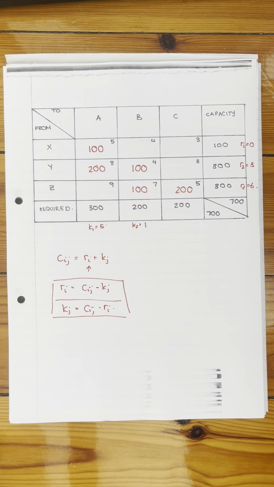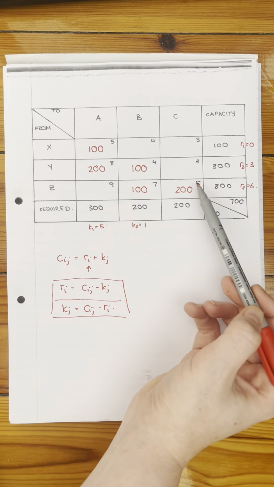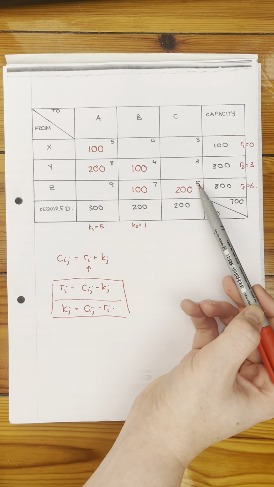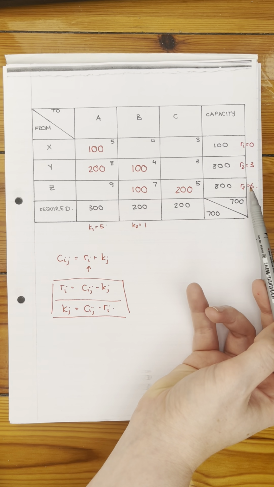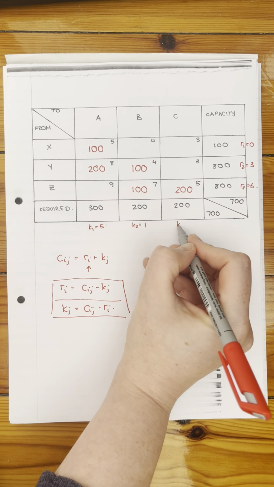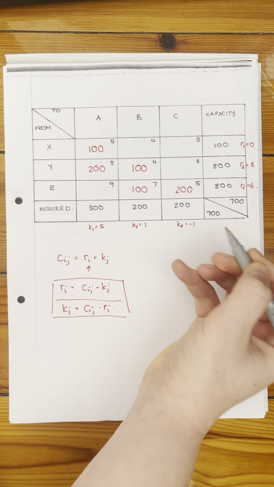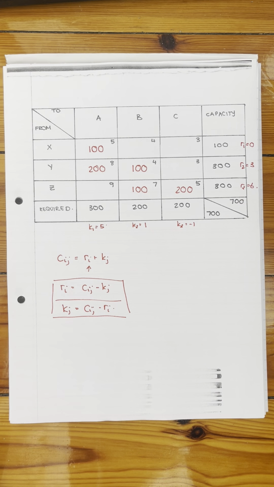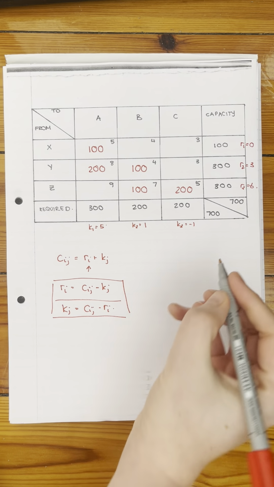Okay, now we do the last block, and we have the cost there is 5, and we have the row, which is 6, so we can work out the column. So 5 minus 6, that's going to give us K3 is equal to minus 1. So step 1 is done. We have the rows and we have the columns. Now we get to work out the difference.